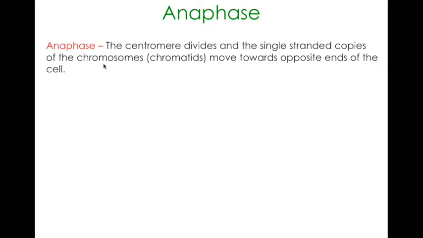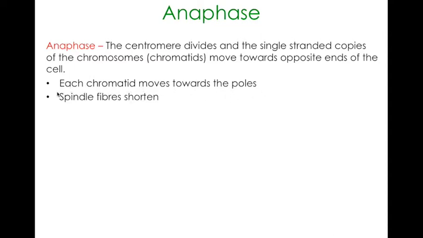The centromere divides, that is, that little spot in the middle of the X on the chromosome divides, and each of those single-stranded copies of the chromosomes, the chromatids, will move to the opposite ends of the poles. Each chromatid will move towards a pole. The spindle fibers will shorten, which pulls the chromatids away from each other, and then each half of the cell will have identical DNA to the other half. So there you've got that action.